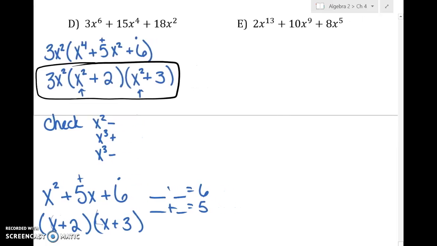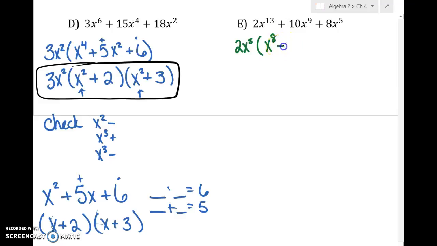All right, let's look at example E. Whoa, x to the 13th. I really hope we can factor some x's out. So it'd be really helpful if we could factor out 2, because I really don't want to have a number in front of my trinomial. It's easier to factor if there's no number in front of your trinomial. And it looks like we can pull x to the 5th out. 2 divided by 2 is 1. If you have x to the 13th, and you take 5 of those x's out, how many x's are going to be left? X to the 8th.